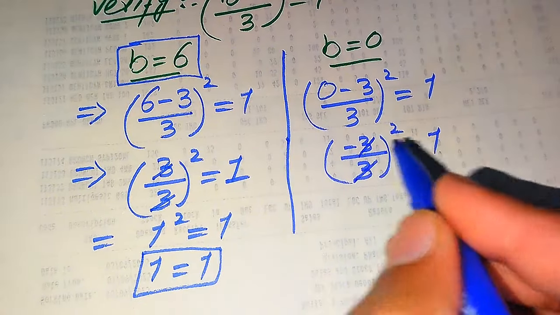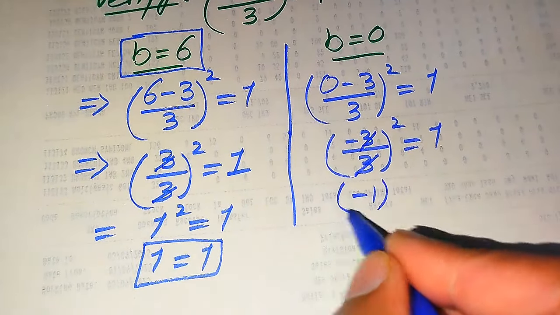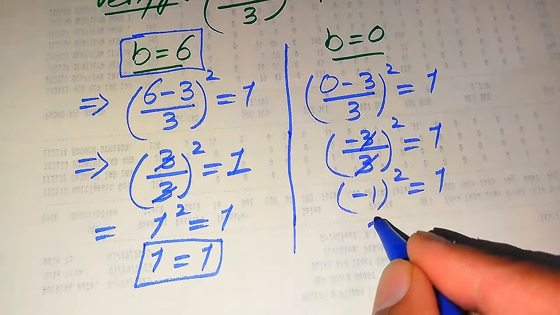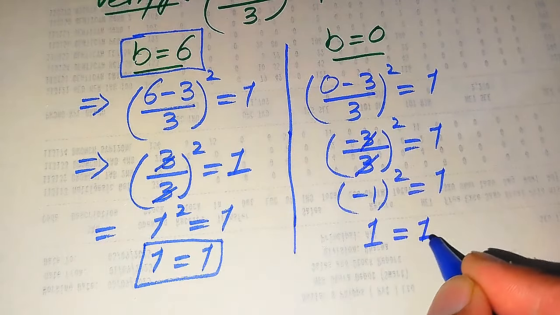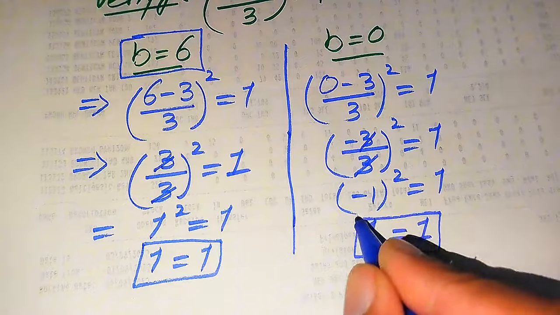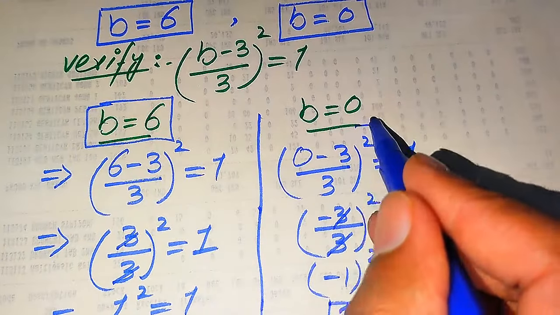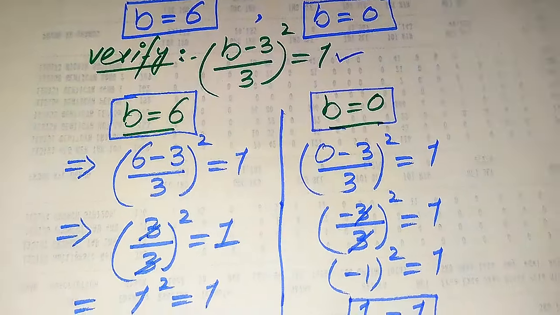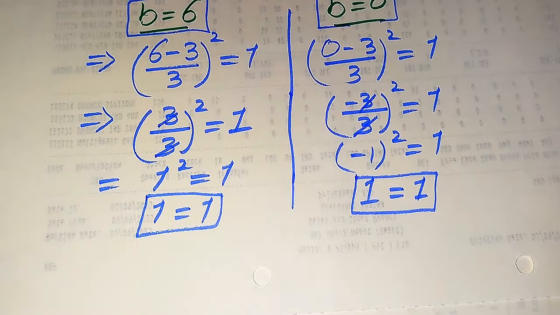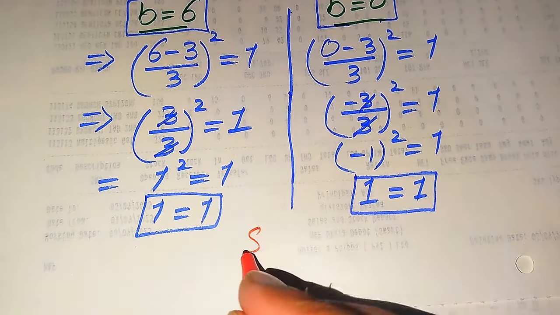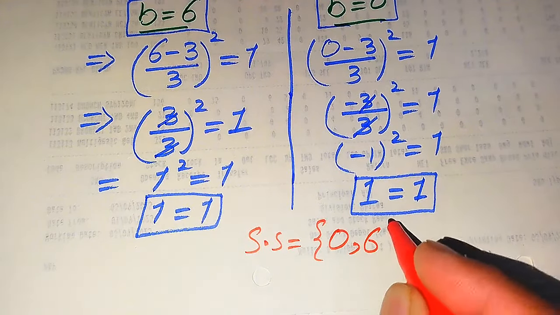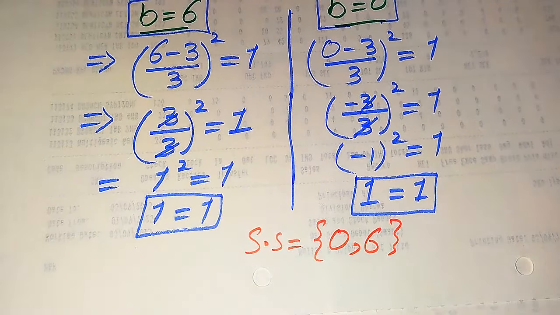So this 3 is cancelled out by this 3, and we get minus 1 square equals 1, and we know that minus 1 square equals plus 1. So this means that the second value, b equals 0, is also satisfied by this given question statement. So the solution set of this question is 0 and 6; both of these two roots are the solution set of the given question.